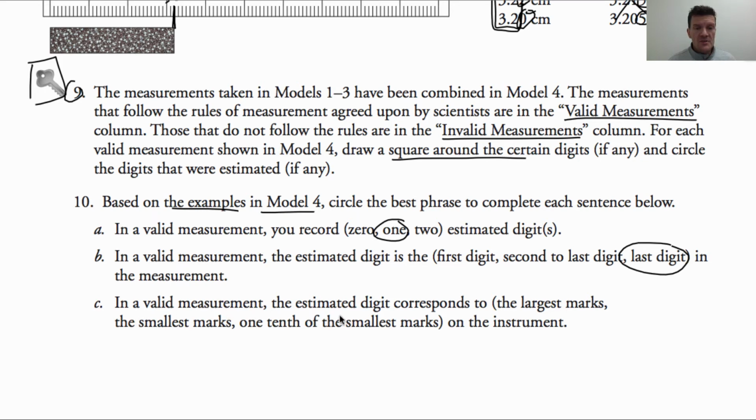And in a valid measurement, the estimated digit corresponds to 1/10 of the smallest marks. Yeah, it's going to be 1/10 of the smallest marks, because the largest marks you're certain about, the smallest marks you're certain about, but 1/10 of the smallest marks you don't know. That wouldn't be given to you. So you have to estimate that. This is the way you're estimating. Okay?